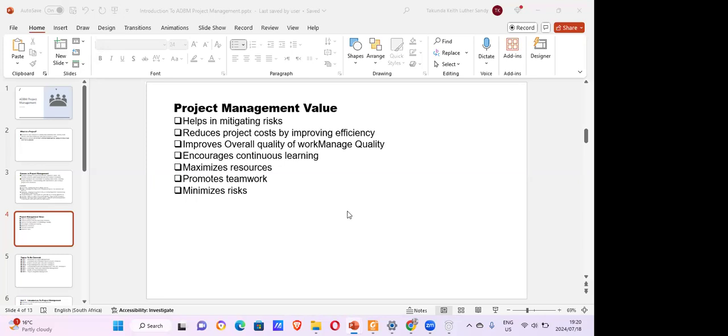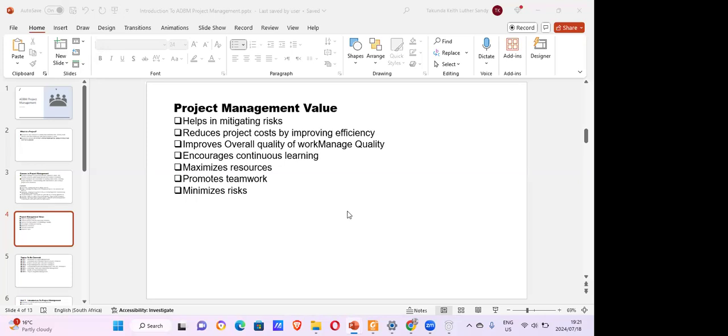Another benefit is that it reduces project costs by improving efficiency. So when you use project management, you are going to reduce the costs on your project, because you'll be having structured processes. You'll be having processes that are following a specified direction. You are not just taking things and coming up with something. You are doing things in a specified, structured manner, all right?